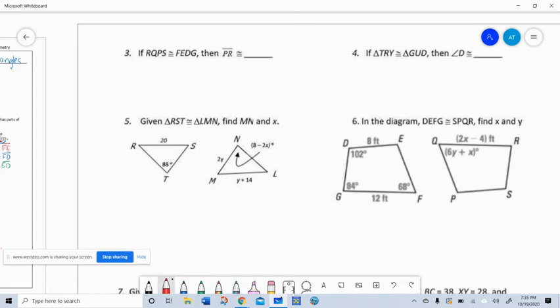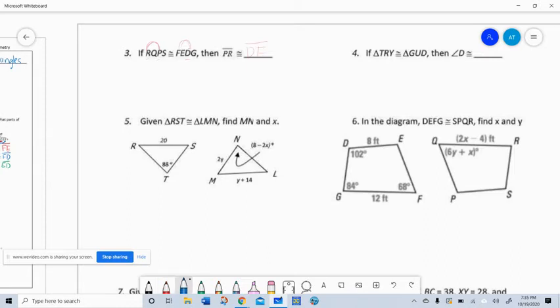So here's the question. If PR would have to be congruent to, and we want to find the parts that would match up, P is the third letter, which means it would match up with D, and R is the first letter. So we would say that PR is congruent to DF, segment DF.